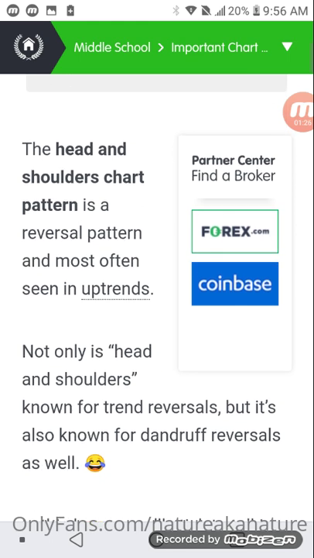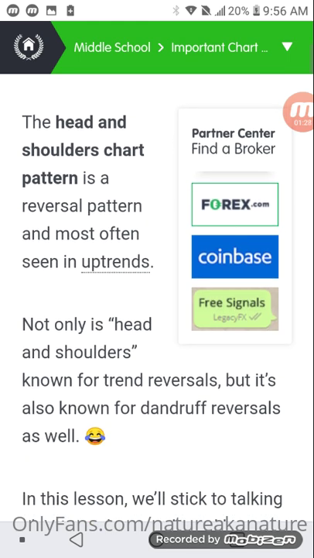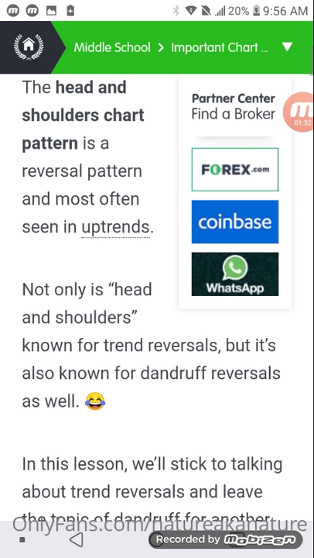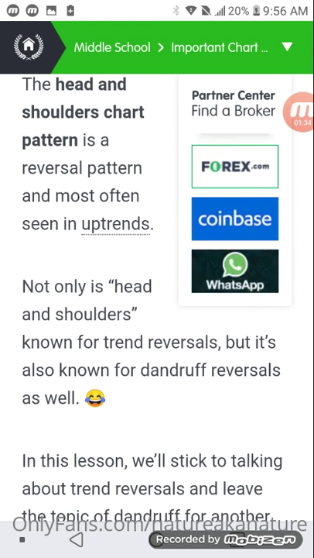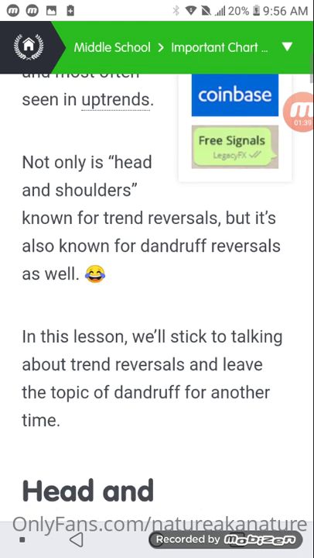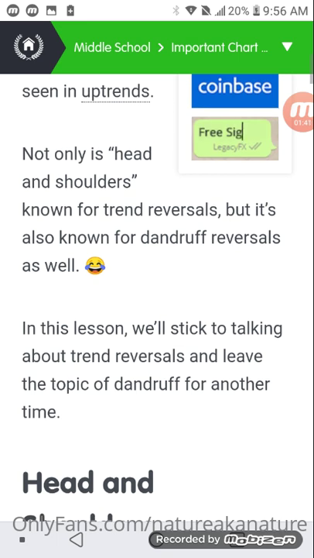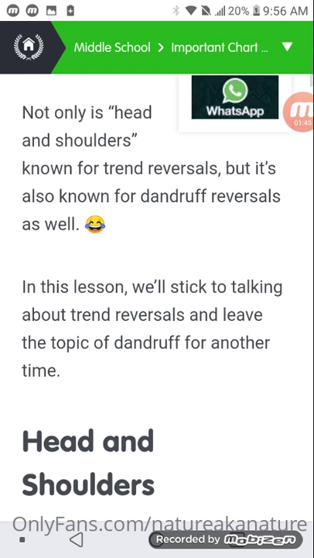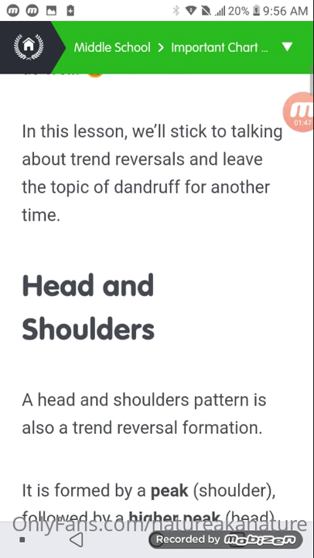Not only is a head and shoulder a trend reversal pattern, it is known for its dandruff reversal as well. Funny joke. This lesson will stick to talking about trend reversals, and we'll leave the dandruff for another time.